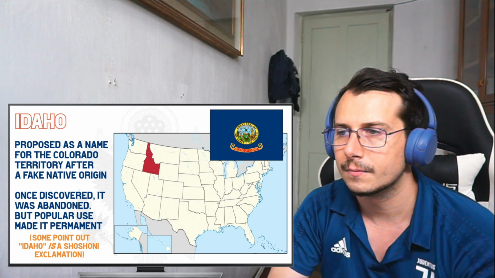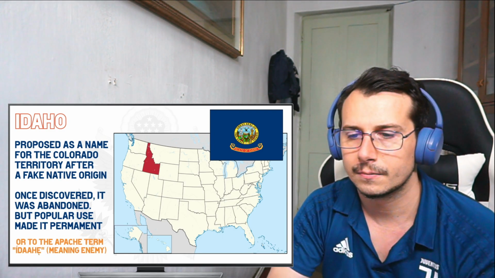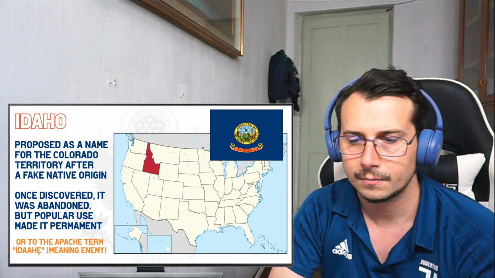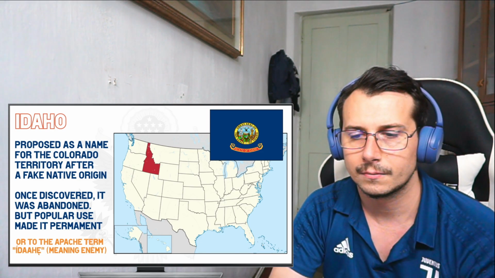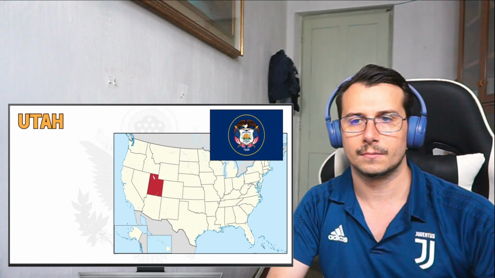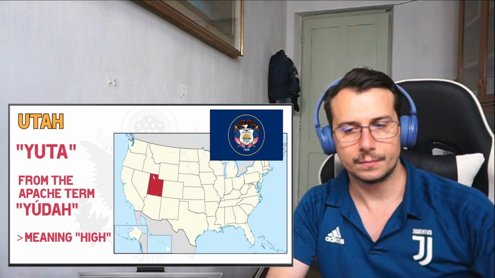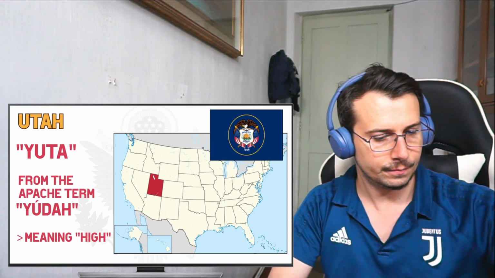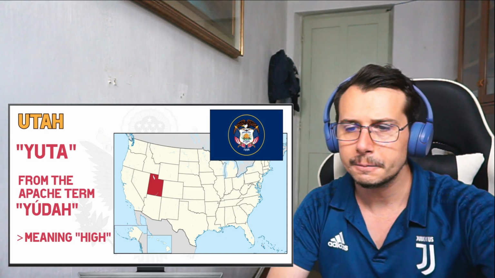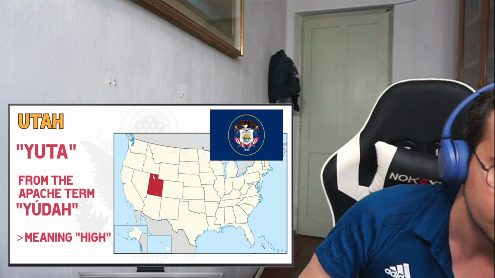An alternative etymology attributes the name to the Apache word Idahe, which means enemy. An Apache term was also used by the Spanish to name Utah. Utah, but with a Y, from the Apache term Yuda, was the Spanish designation for the local people, which meant high. After becoming part of the US, the term was adapted into English, becoming Utah.